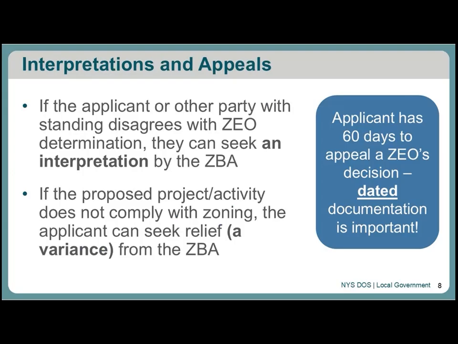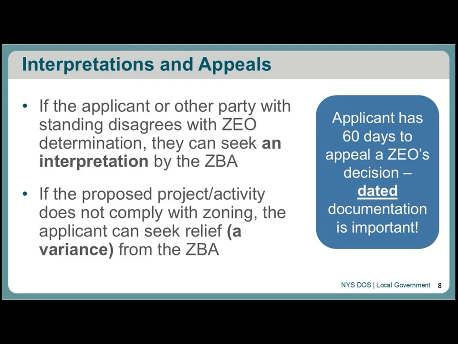And one of the most important reasons for the written communication, other than it being that record, is there should be a date stamped to those zoning determinations, because statute says that an applicant or other party with standing that disagrees with a zoning enforcement officer's determination can seek an interpretation from the ZBA. They have 60 days from the date of the decision, so that zoning determination, to seek that interpretation. So that date on those determinations is key, and so there's that 60-day window.